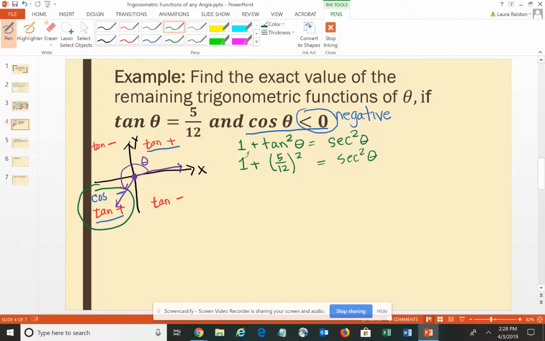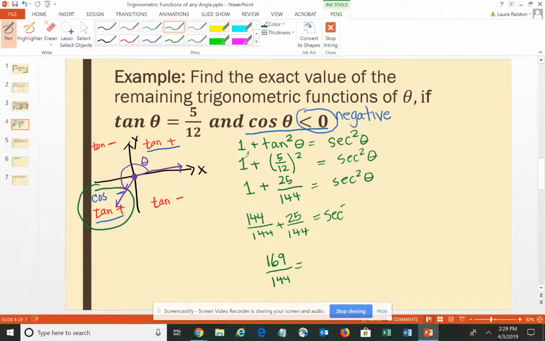And then I'm going to have 1 whole plus 25. 5 times 5 is 25. 12 times 12 is 144, and that equals secant squared theta. So 1 whole, where I have 144 pieces, plus 25 over 144 gives me 169 over 144, and that's secant squared theta.